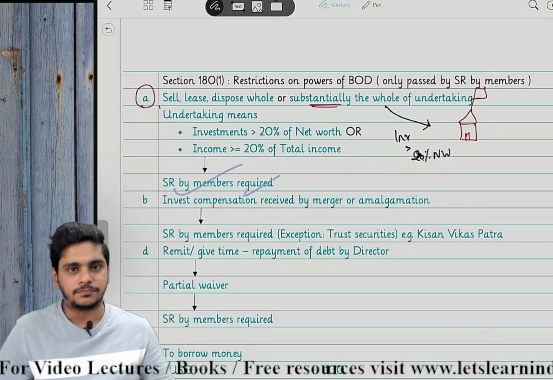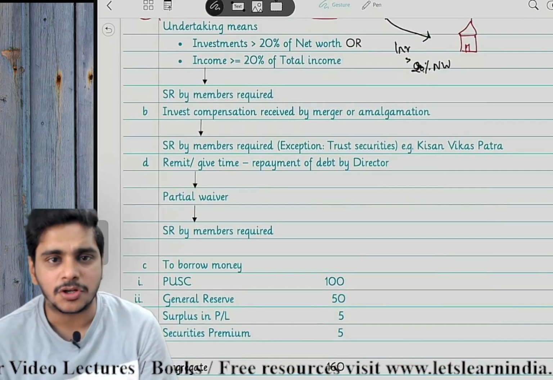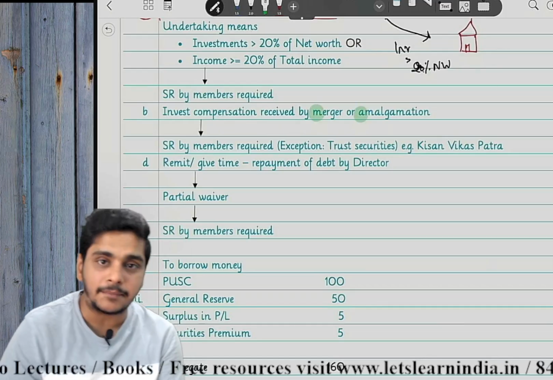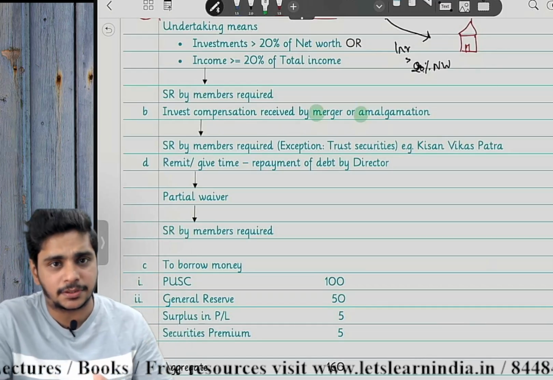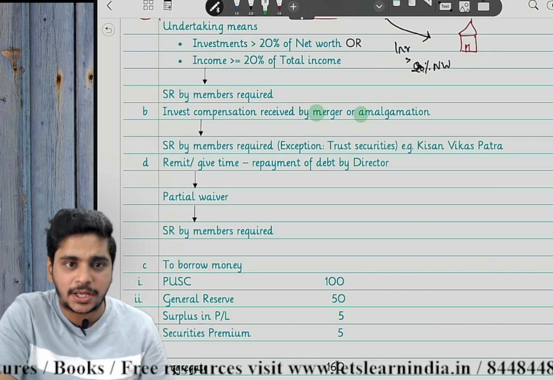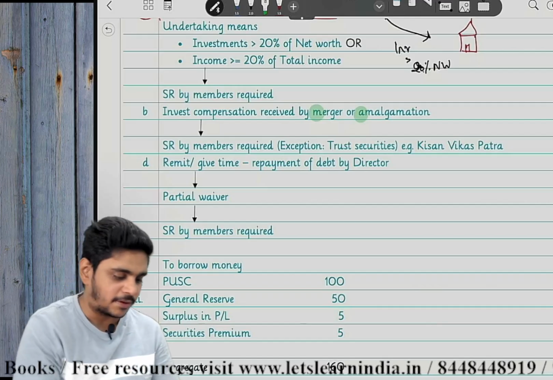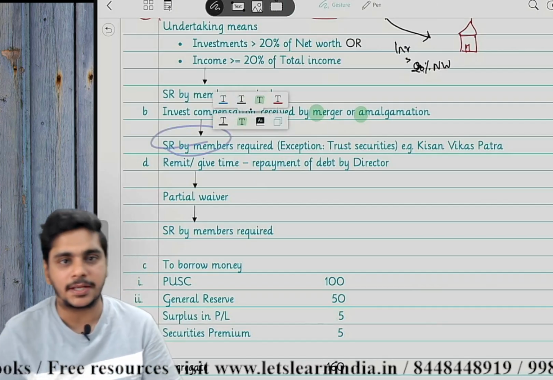Okay, number 2, to invest compensation received by MA. MA means merger and amalgamation. So whatever compensation they have received by a merger or amalgamation, board, you can't invest it. It is a power of the members, members by SR.